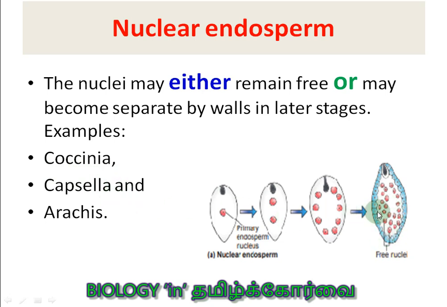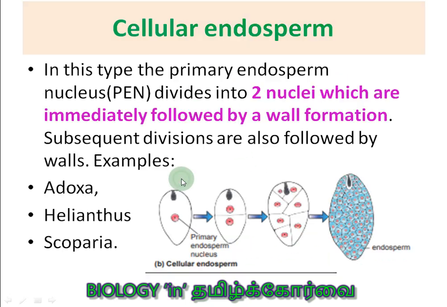Now you can see this is the end product of nuclear endosperm. Here is the place where cell wall formation takes place, near the seed coat. At the center it consists of only free nuclei. So it is called nuclear endosperm.